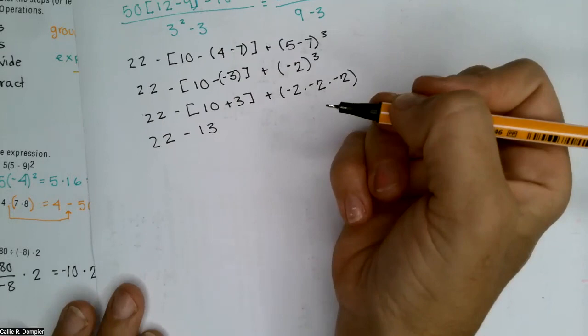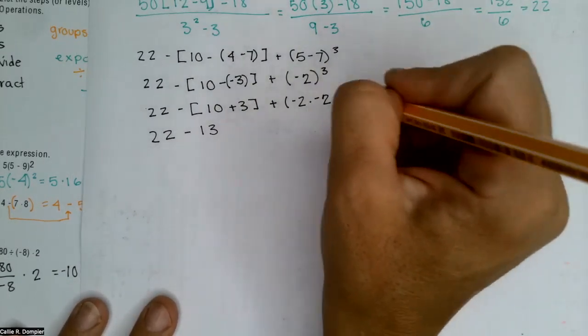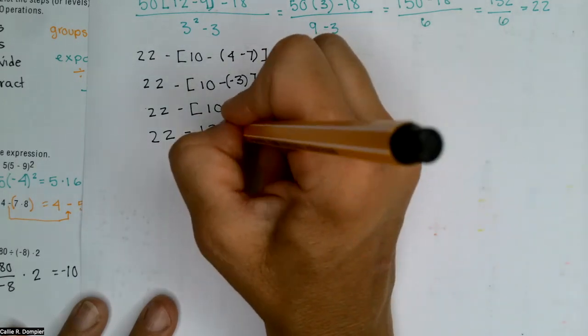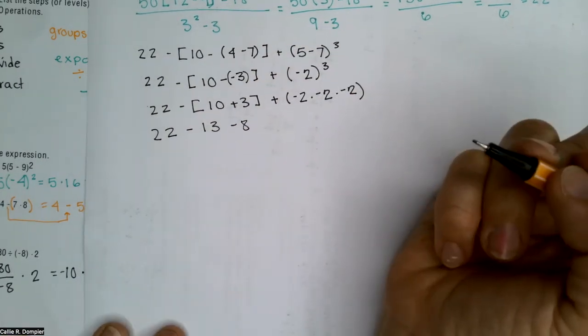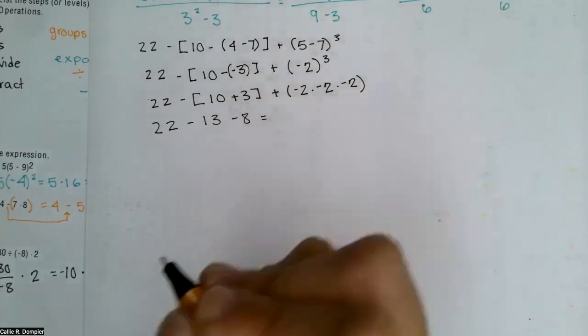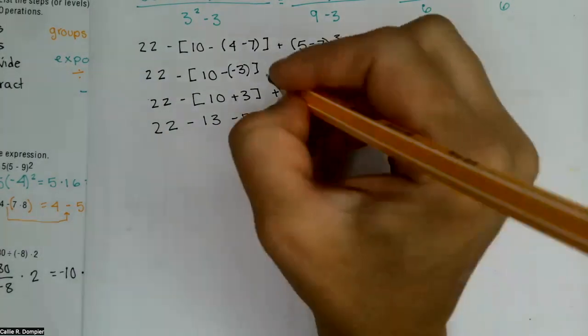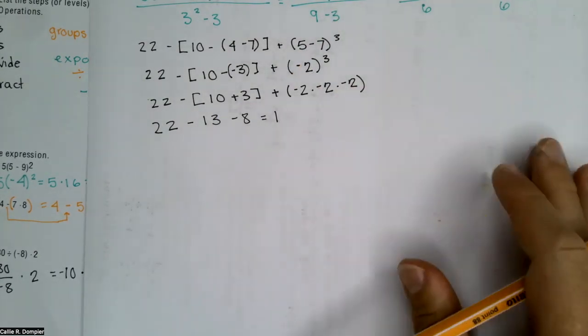Now that's everything inside the brackets, so you don't need the brackets anymore. And then -2 times -2 is a +4 times -2 is a -8. So it's 22 minus 13 minus 8, which is just the number 1.